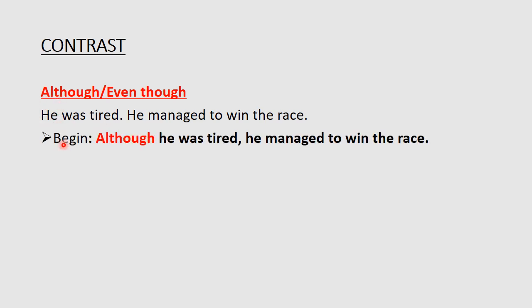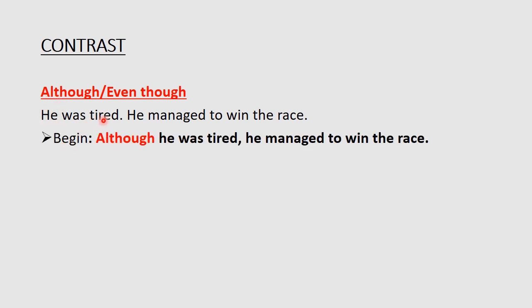The other ways that I use to show contrast are although and even though. Although and even though mean the same thing. Here's an example. He was tired, he managed to win the race. When you want to write although, these two sentences, of course, can be combined into one by using although, where we start with although, like so.